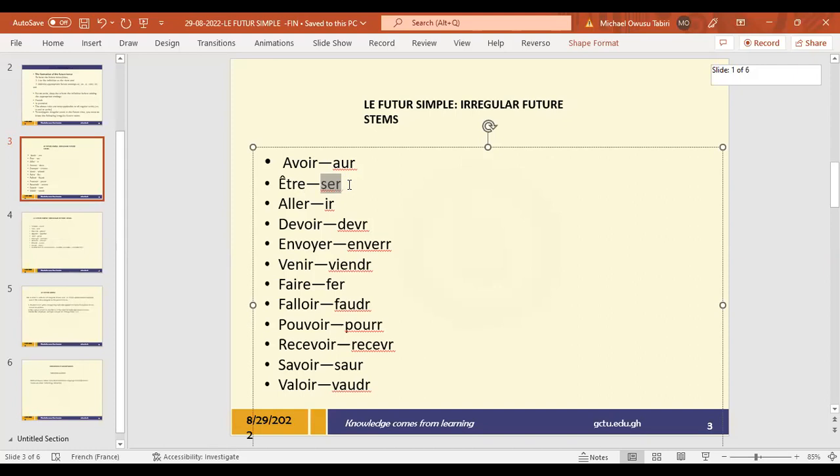Ser, S-E-R. Before you start adding -ai, -as, -a, -ons, -ez, -ont, before you can add all that.